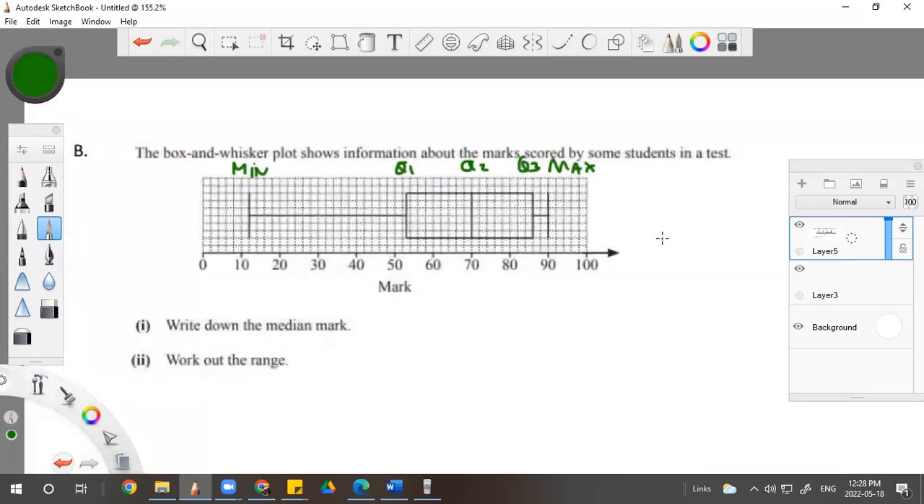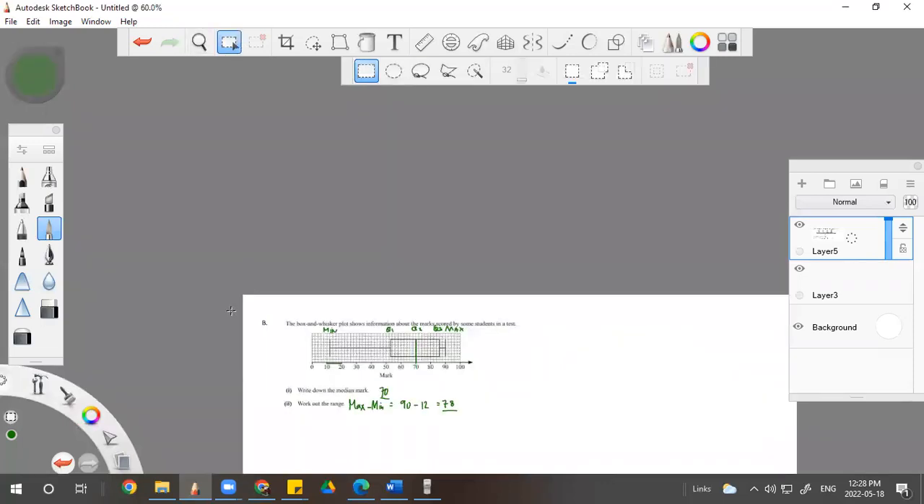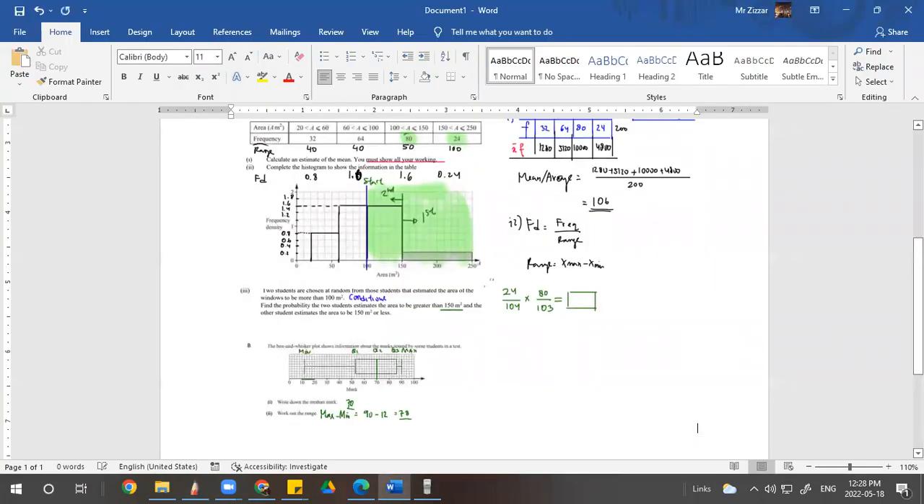Okay, write down the median mark. The median mark is Q2, right? So the median mark is 70. Work out the range, maximum minus minimum, right? This is easy. So maximum is 90, minimum is how much? 12, right? Because this is 10, 5 bar, 10. So 12, not 10, it's here, at 12. Okay, we get the answer 77. Wait, 78. Okay, easy peasy, not that hard. Still manageable, right? Again, let me know if you have further questions.